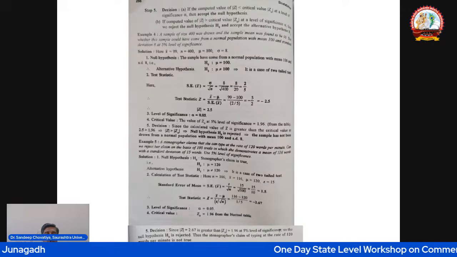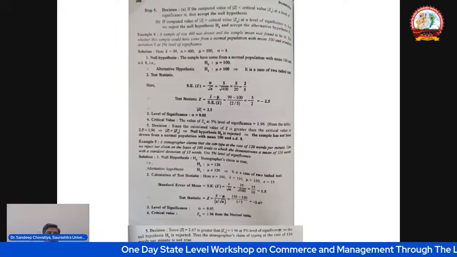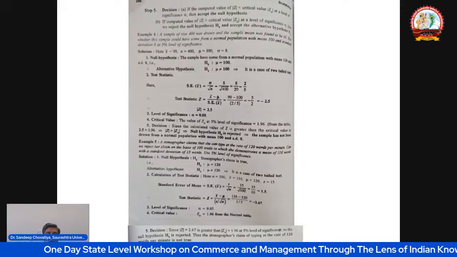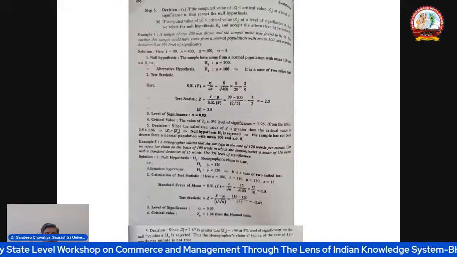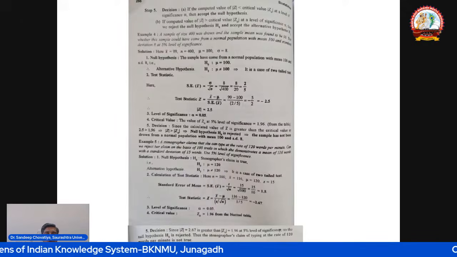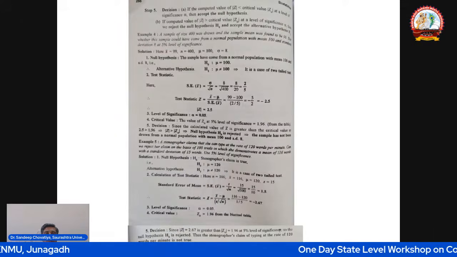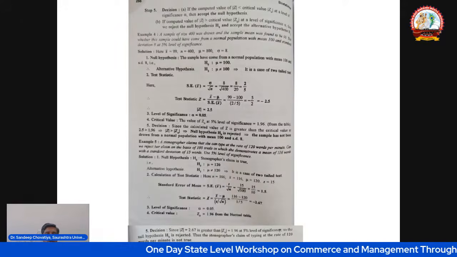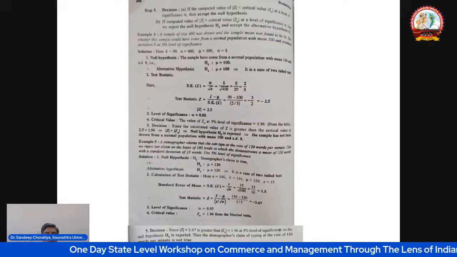So students, for you one example: a sample of size 400 was drawn and the sample mean was found to be 99. Then test whether the sample could have come from the normal population with mean 100 and standard deviation 8 at the 5% level of significance.